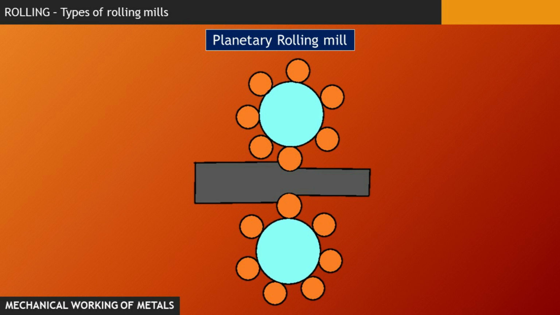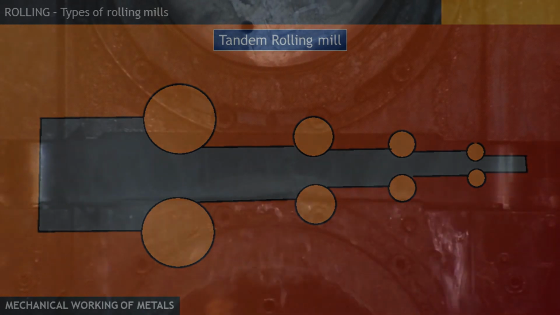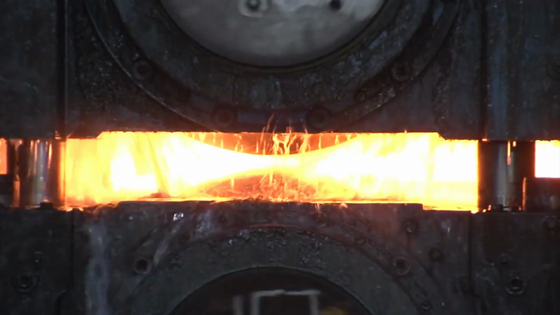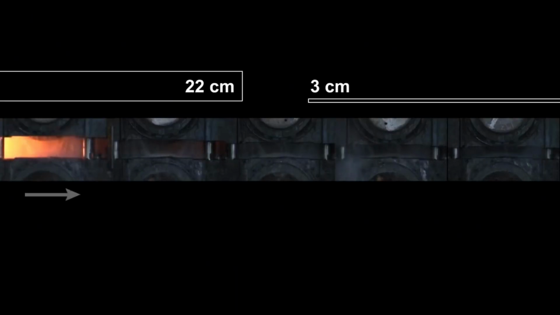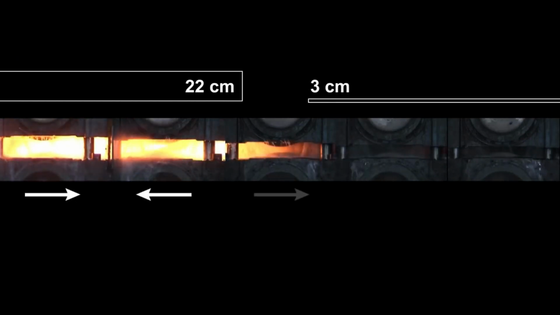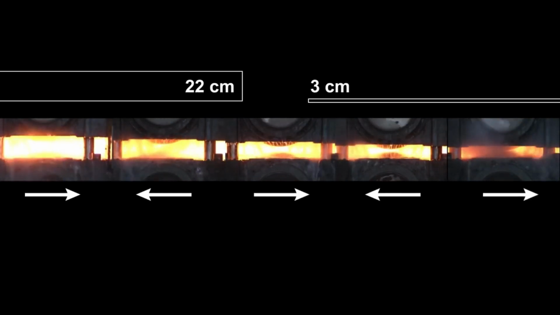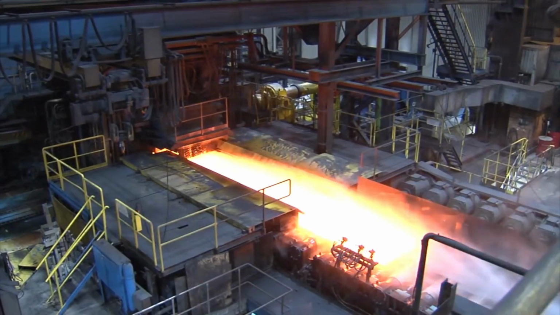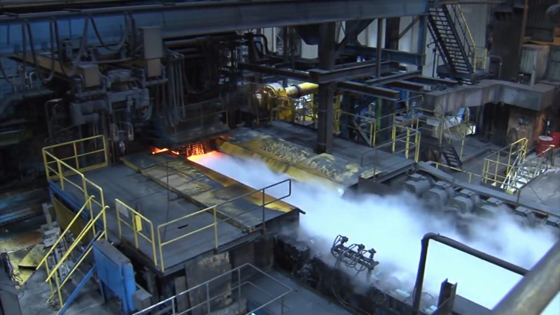And last but not the least, we have the tandem rolling mill, where successive reduction of the size of the work material can be accomplished. Initially, the work material enters a big rolling stand, a big stand having big rollers, and gradually the size of the rolls gets smaller and the size of the work material as well.